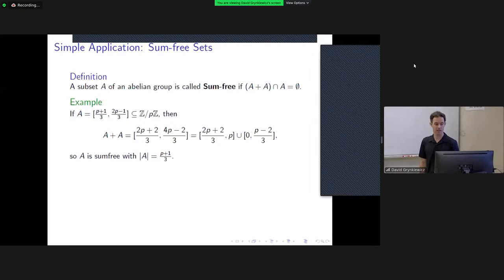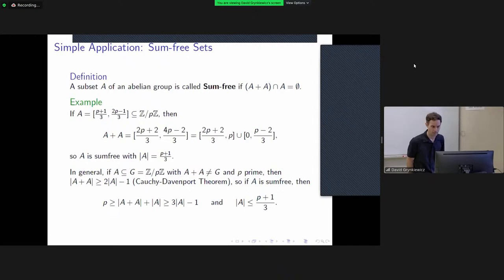Now you could ask, well, could you do better than this? The answer is no, because we do have this lower bound mod p. If we have a set which doesn't equal the entire group modulo p, well, then we have the Cauchy-Davenport bound. It says the size of A plus A is at least 2 times the cardinality of A minus 1, just like for the integers. And so if A is sum-free, then of course A plus A is disjoint from A. So the sum of the cardinalities of A plus A and A is no more than all the elements inside the group, no more than p.